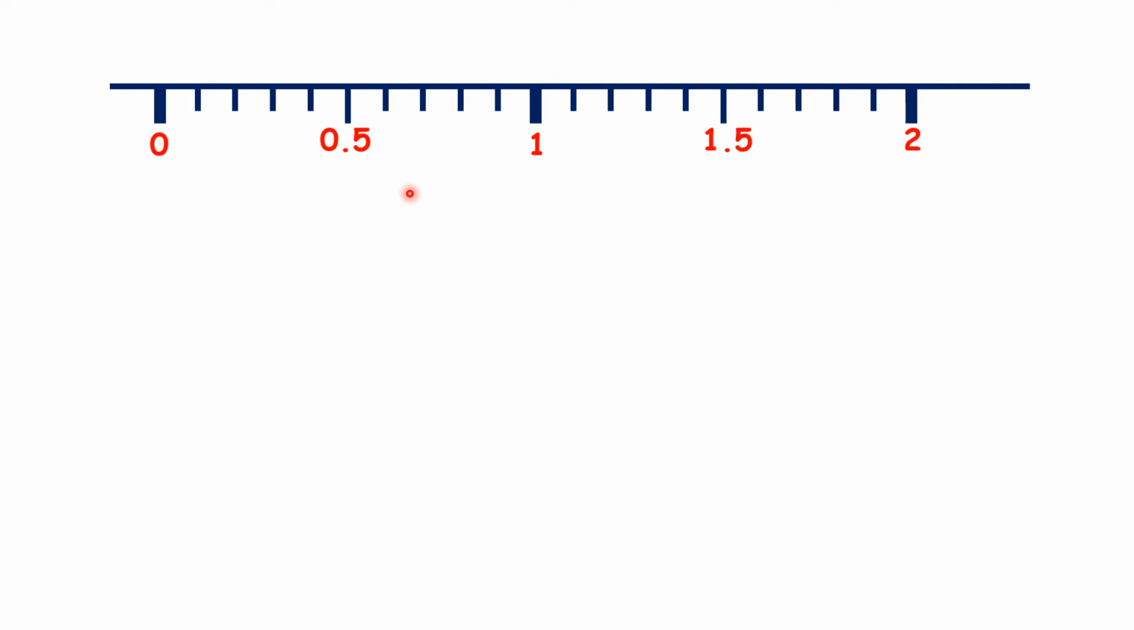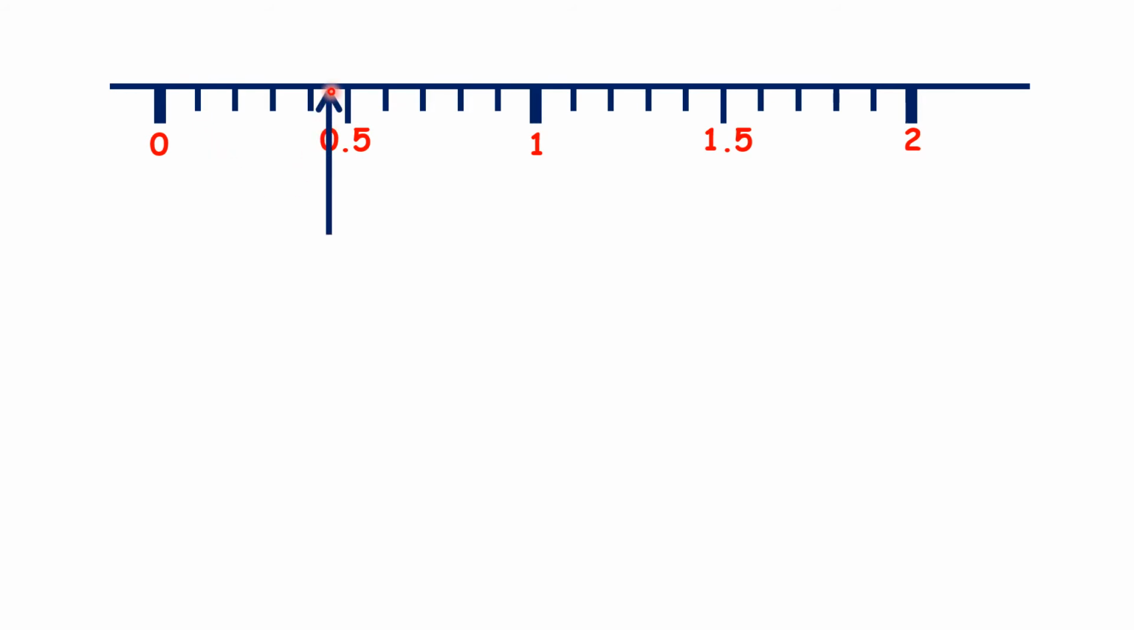So for this number line here, we can see that each line must be 1/10, because there are 1, 2, 3, 4, 5 lines from 0 to 0.5. So each line must be 0.1 or 1/10 more than the previous line.